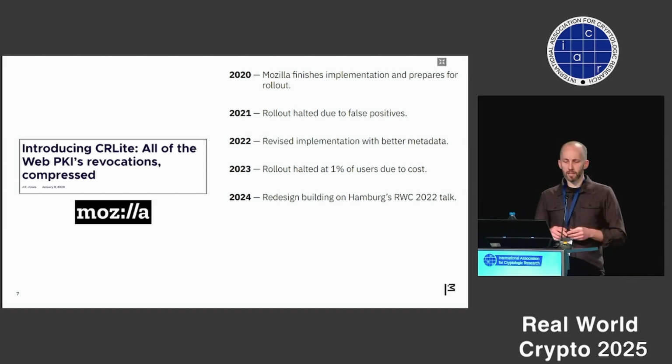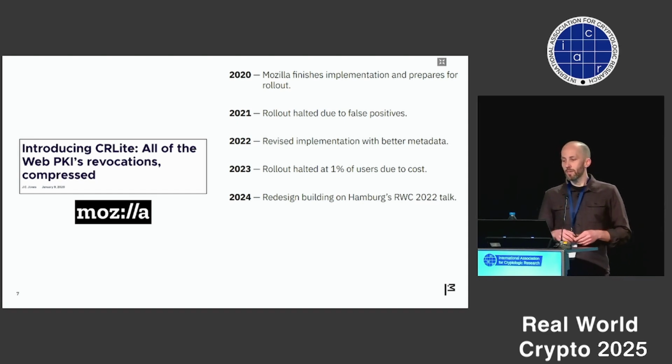And we realized that it was because of the metadata that we had communicated about which certificates were known to the aggregator. So we fixed that in 2022. We had a revised implementation with better metadata, and we went through the full process of rolling this out to nightly and beta, and eventually to 1% of release users. And that's when we found out that it was going to be too expensive for us to run.